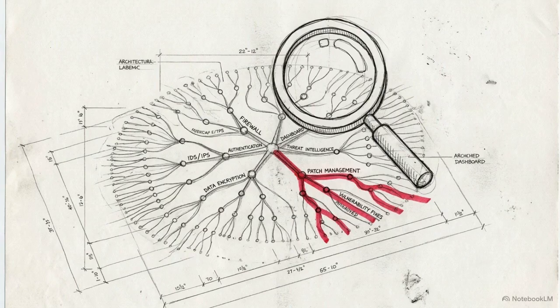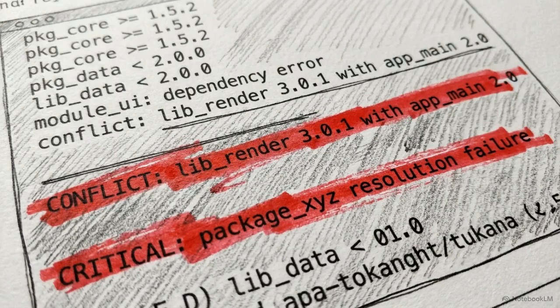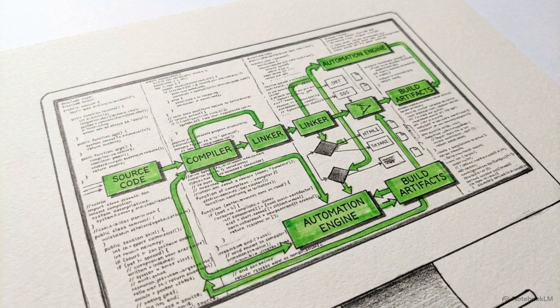Protecting this environment requires moving beyond passive patching. To find the source of this fragility, we have to look at how software is resolved, who we trust to write it, and how it is actually built.